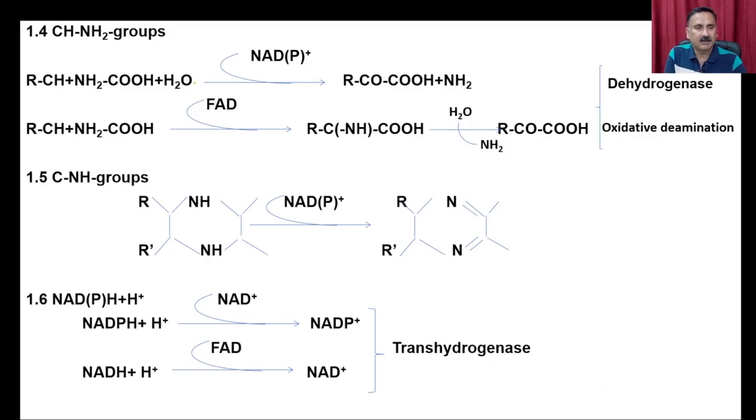Then we have other molecules like the CH-NH2 groups. So 1.4 belongs to the CH-NH2 group, and that also catalyzes dehydrogenation reactions or oxidative deamination. These kinds of reactions are very common in some of the detoxification reactions, which we are going to discuss in detail also. Then we have the CNH group, the enzymes which work on the CNH group, and that is going to catalyze this kind of reactions.